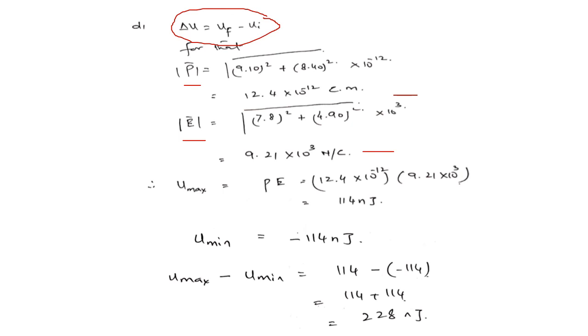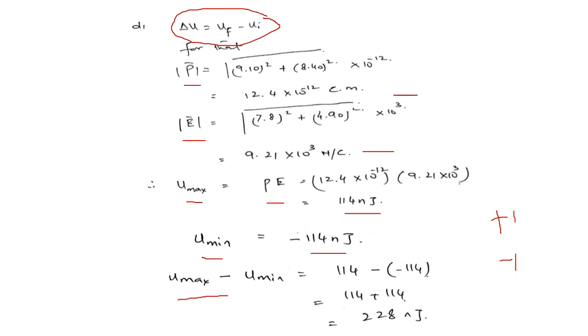And I know that my maximum energy is PE, which is equal to 12.4 into 10 to the power minus 12 into the magnitude of electric field. So I'll get 114 nanojoules, and the minimum will be with the negative sign, because if I look at the angle, the maximum value of cos theta can be +1, and the minimum value can be -1. So the maximum value will be 114 nanojoules, and the minimum value will be -114 nanojoules.